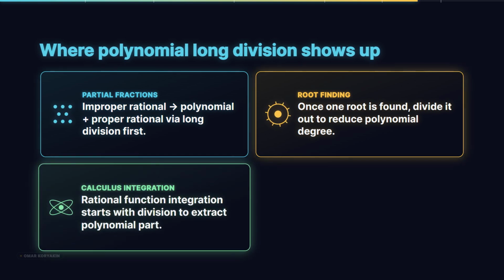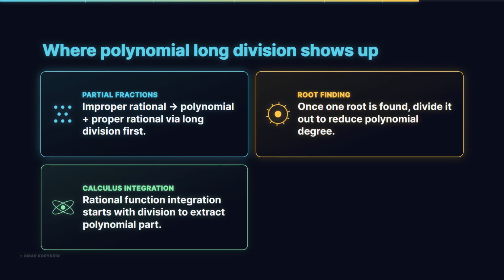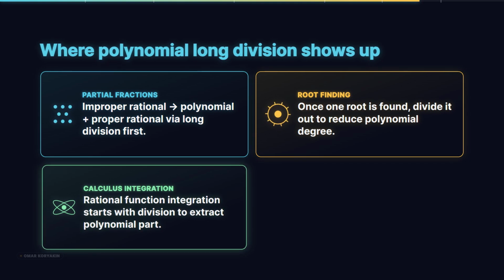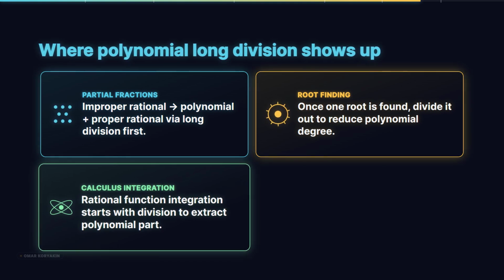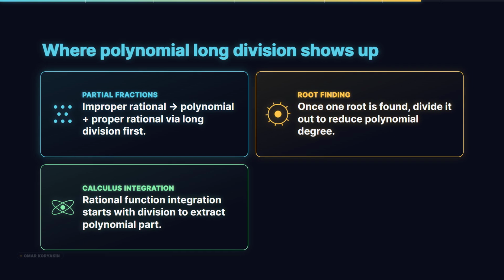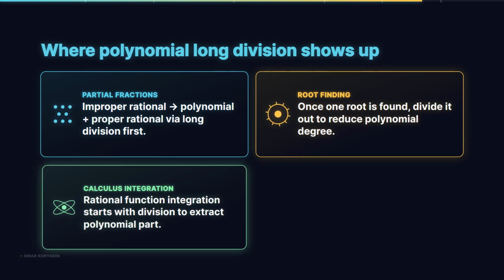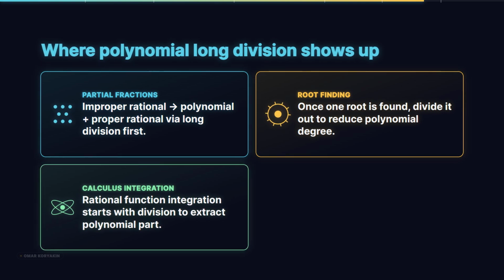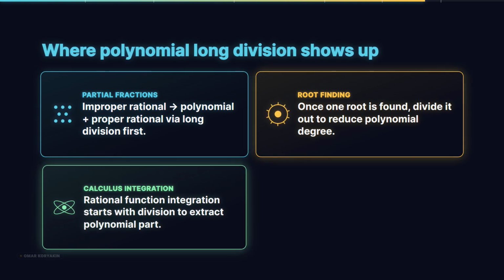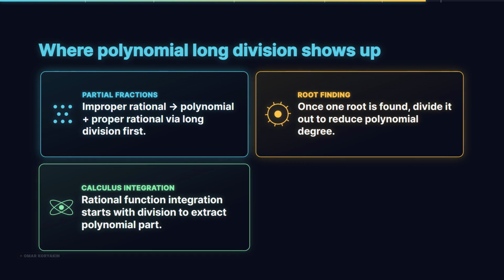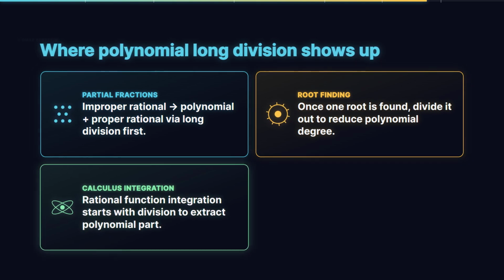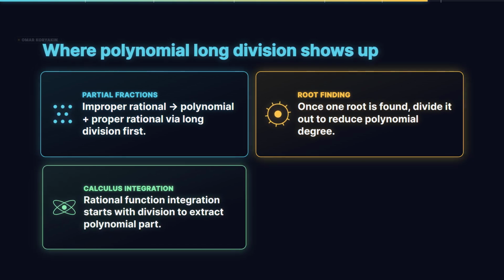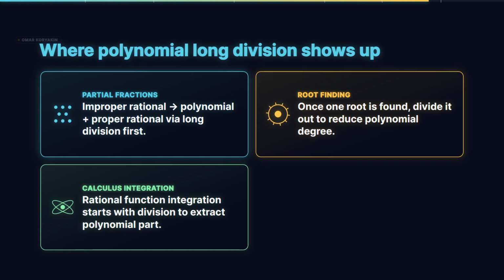In calculus integration, rational functions are integrated by first reducing improper to proper via polynomial long division, then decomposing the proper part by partial fractions, then integrating each piece. The long division step is the gateway to the entire rational function integration technique, which appears continuously in differential equations, applied math, and engineering calculations.